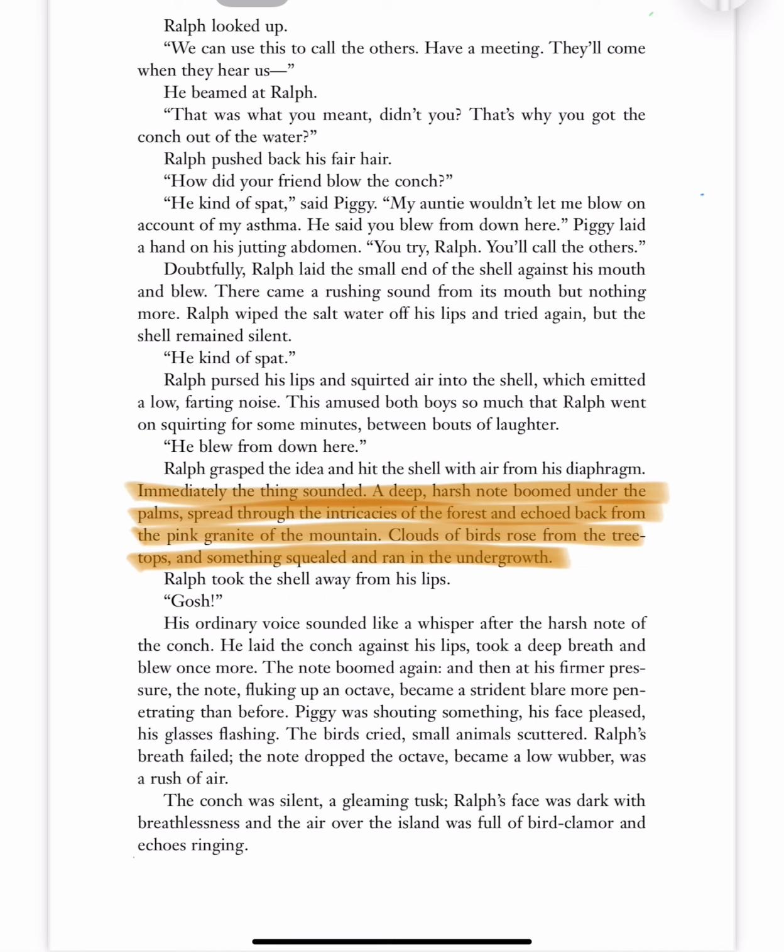The second time Ralph blows through the conch, more disturbance is brought here. "The note boomed again, and then at his firmer pressure the note, flicking up an octave, became strident, more penetrating than before." So now it is more and more agonizing pain brought to the island.